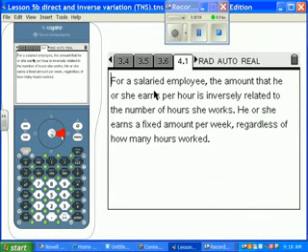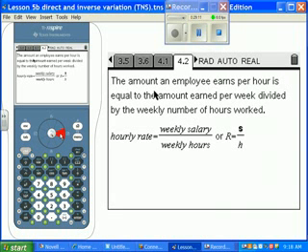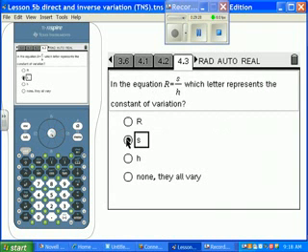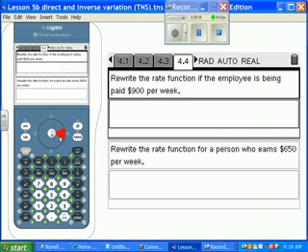Okay, so for salaried employees, the amount that he or she earns per hour is inversely related to the number of hours she works. He or she earns a fixed amount per week regardless of how many hours worked. Does that make sense to everybody here? Okay. All right, the amount an employee earns per hour is equal to the amount earned per week divided by the weekly number of hours worked. Make sense? That's nothing new. Okay. So in the equation R equals S over H, which letter represents the constant of variation? S. That's the salary. It's not going to change.